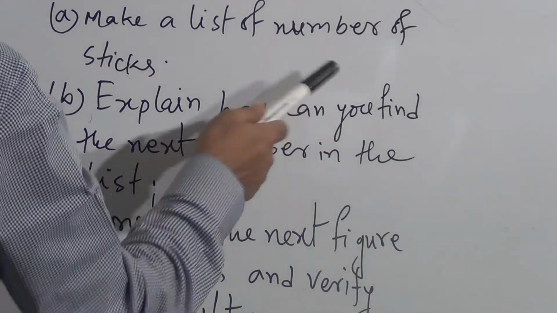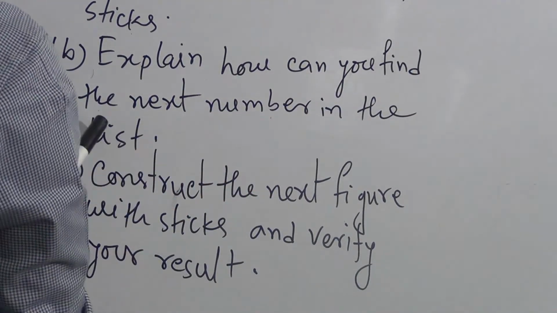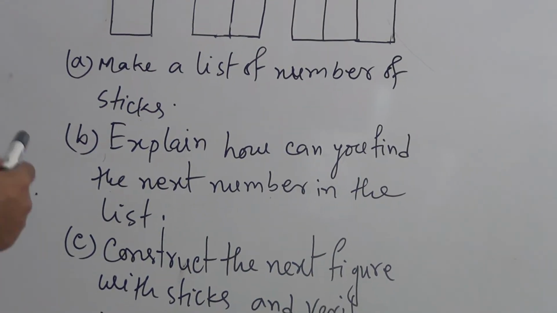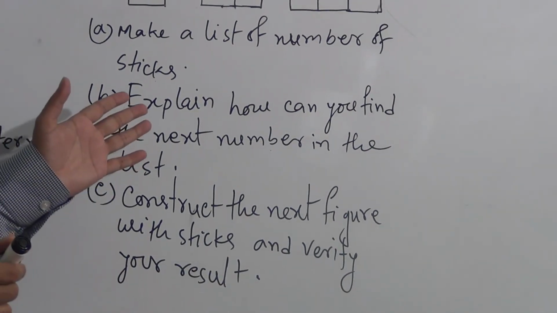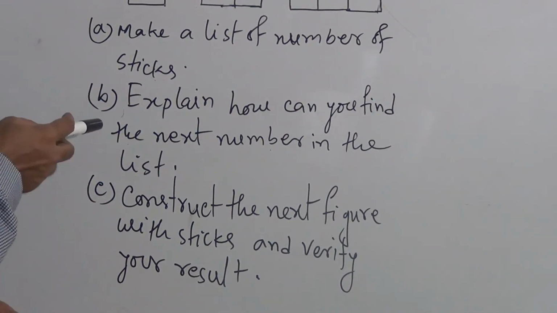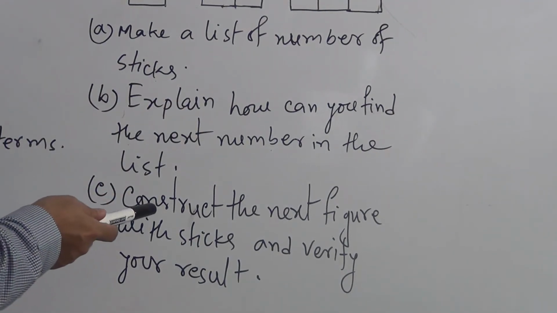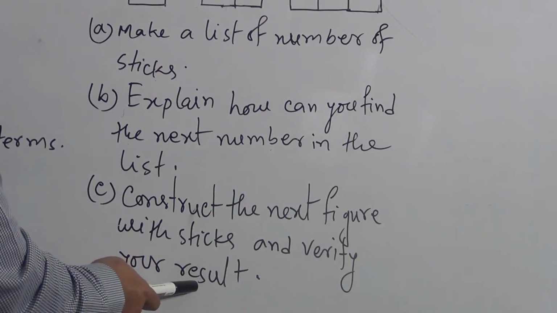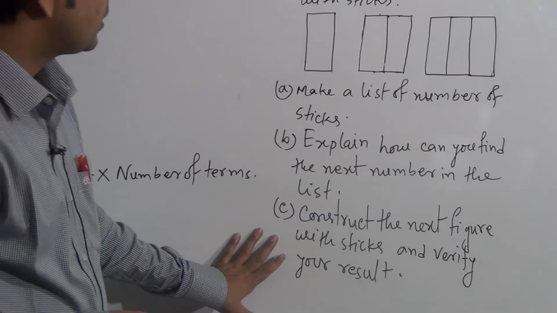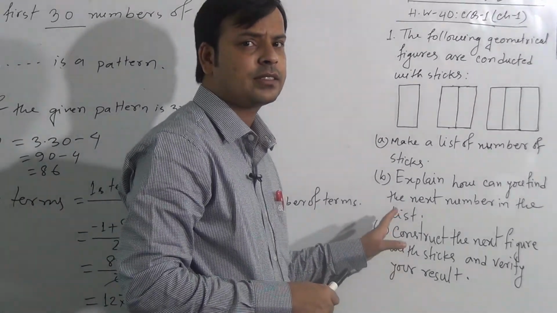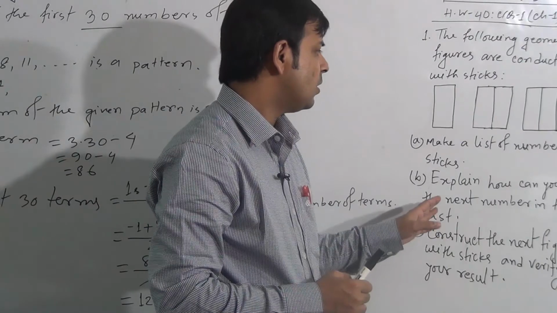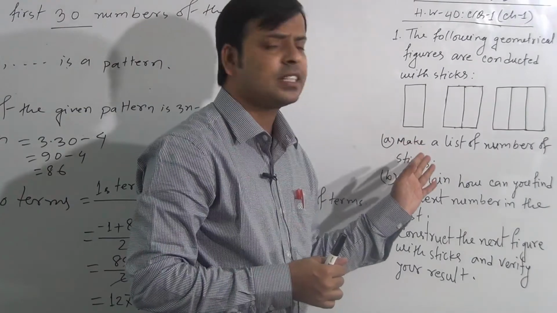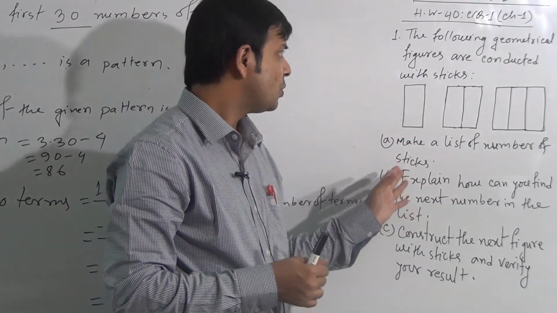B. Explain how you can find the next number in the list. It means, how can you find the next number? Here is a list you will get in A and you have to find the next number. Okay, we have to explain that process. How can we get it? Now question C. Construct the next figure with sticks and verify your result. It means you have to construct the figure of the next number of sticks, or the next term. Okay, dear students, this question is given from exercise 1. So do this as your homework.